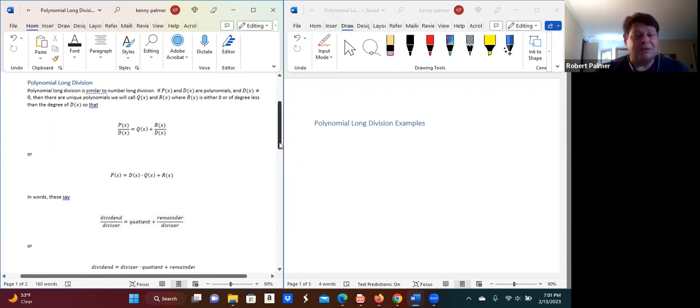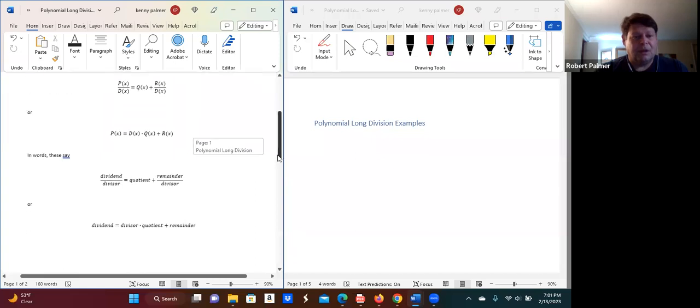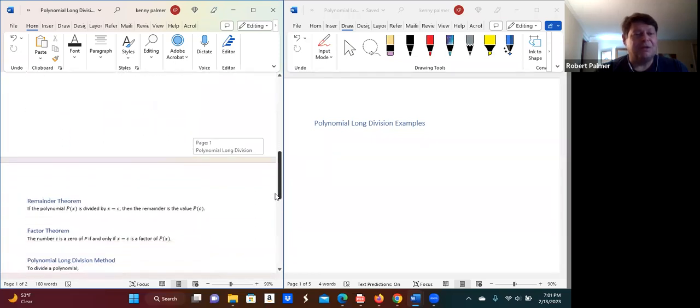What that also means is that the dividend, which we're dividing into, is equal to the divisor, what we're dividing by, times the quotient or answer, plus the remainder if there is one. We'll see some examples of that, and we'll talk about these couple of factors.